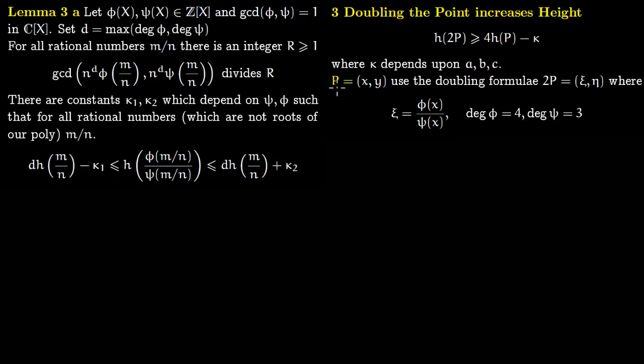Say this point P is given as (x, y). If you double it using the doubling formula, say you get psi and eta. This psi is given as a ratio of two polynomials, and you can check by the doubling formula that the degree of the numerator polynomial is 4, and the degree of the denominator polynomial is 3. So the degree of phi is 4 and psi is 3.